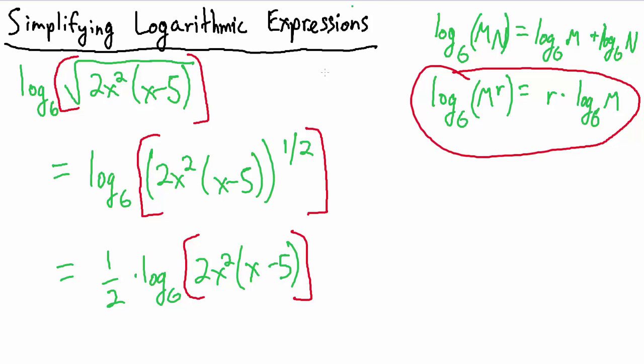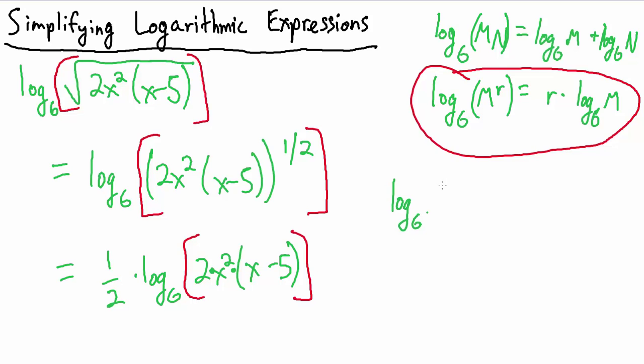All right, now notice what we have here is 2 times x squared times the quantity x minus 5. So we can actually use a sort of expanded form of the product rule here. If we have a product of 2 things, we can split it up into a sum of 2 things. But here we have a product of 3 things. Well, actually, we can split it up as a sum of 3 things.